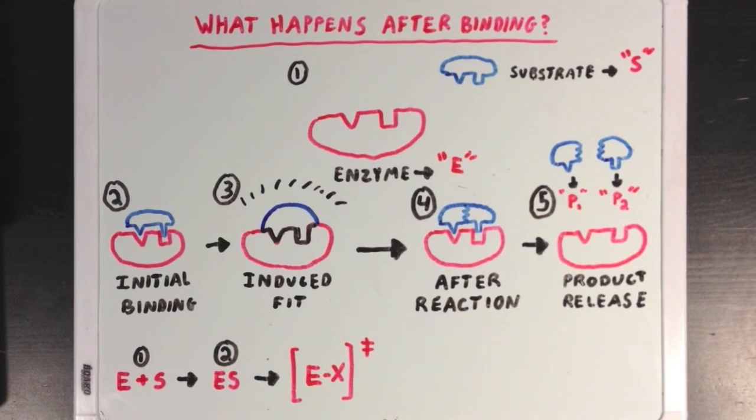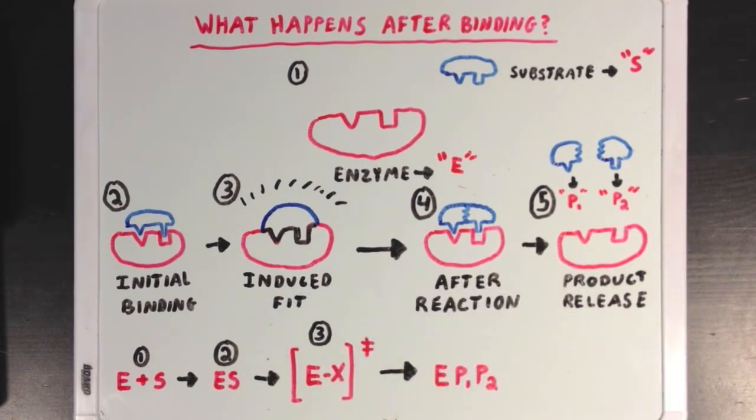Now I've written the substrate out here with the letter X because at the reaction's transition state, our substrate isn't quite our reactant and it isn't quite our product either. It's somewhere in between. So that's why I've written it out as X instead of S. And I've also written this double dagger symbol, which is just a universal symbol for transition states.